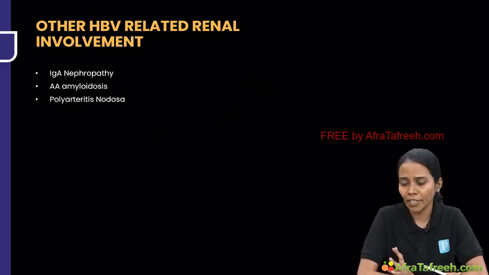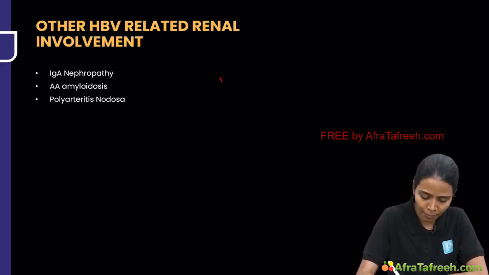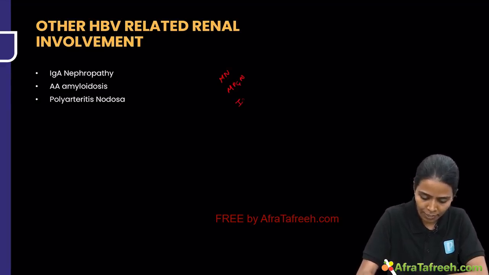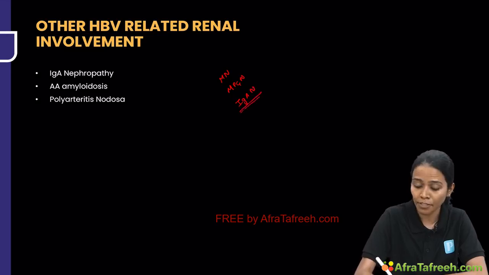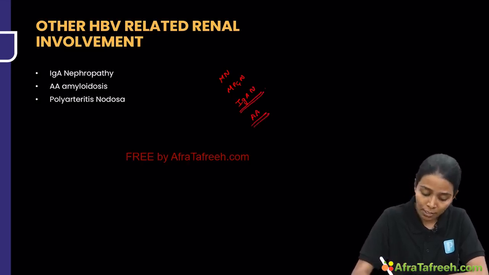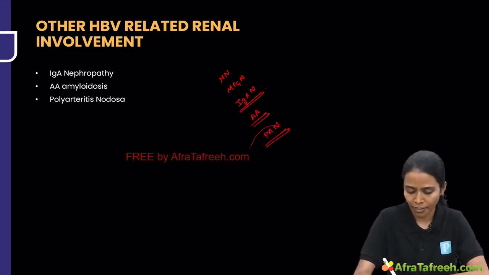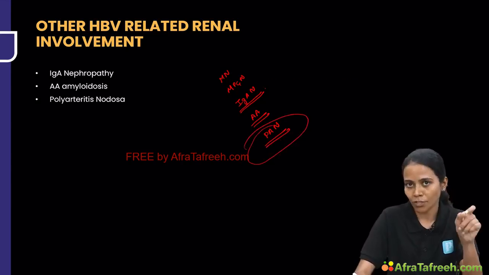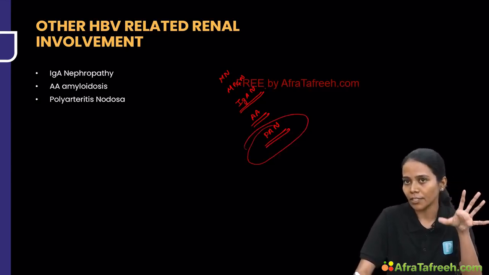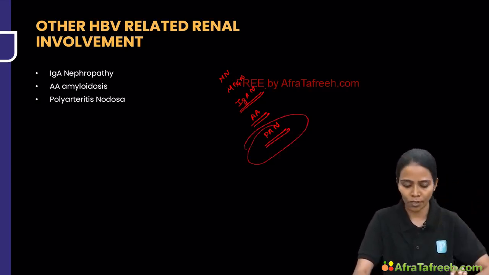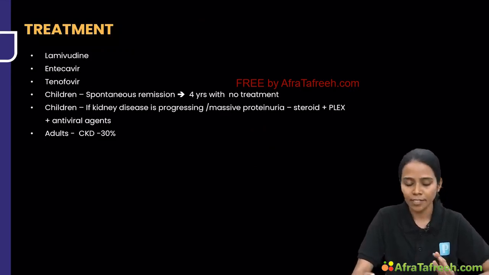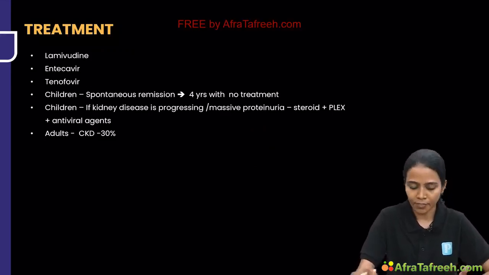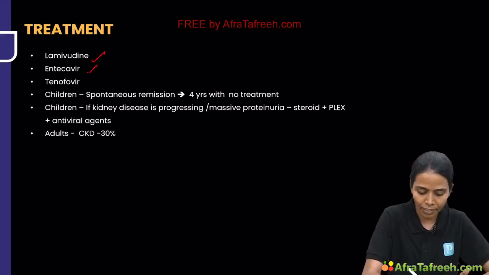Now, other HBV related renal involvement, other than membranous nephropathy and MPGN: it can cause IgA nephropathy once cirrhosis happens, or AA amyloidosis because of the chronicity. The most important is polyarteritis nodosa. This is not a glomerular disease per se, it is a vasculitis. I'll be dealing with this in detail in the chapter on vasculitis. Now, treatment: you have to treat with antivirals, which are lamivudine, entecavir, tenofovir.